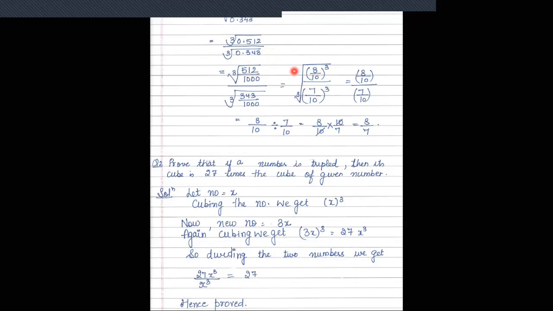512 is the cube of what? It is a cube of 8 and 1000 is a cube of 10. So 8 upon 10 whole cube. In the bracket below, 7 upon 10 whole cube. So cubes and cube roots cancel each other. I get 8 upon 10 divided by 7 upon 10. I have written it in the symbolic form. Now I take the reciprocal. 10 cancels with 10. I am left with 8 upon 7.